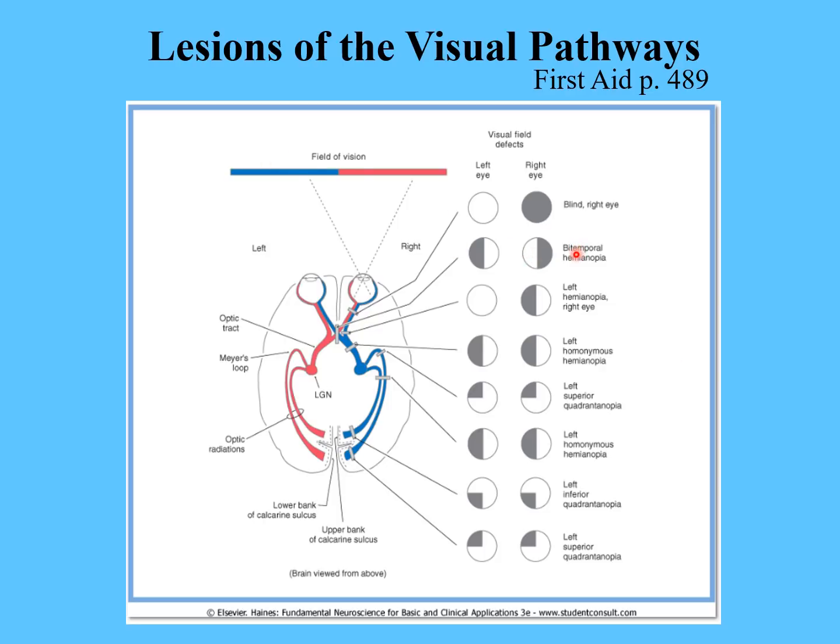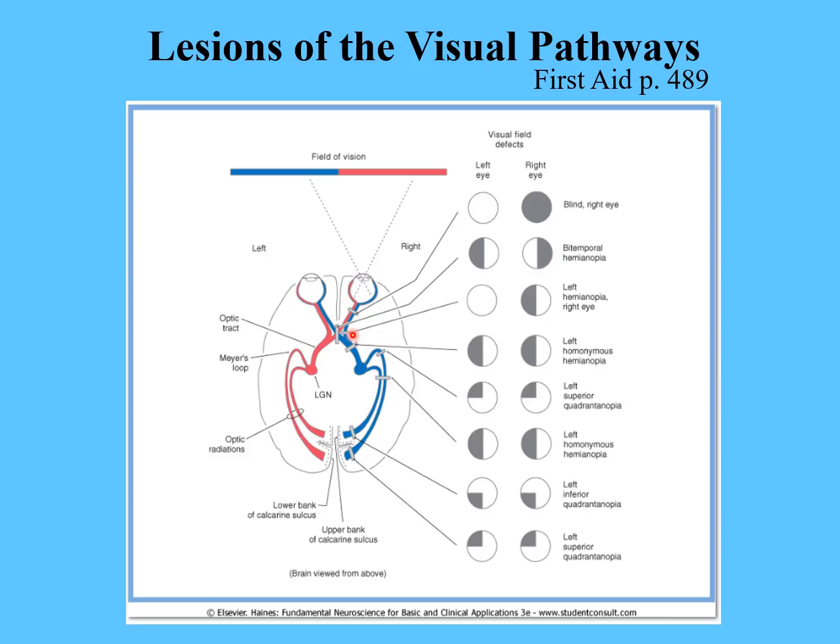That's a bitemporal hemianopia, and it happens under conditions in which this area is damaged, the chiasm itself, right at the midline, and right under the chiasm is the pituitary gland. So pituitary tumors, as they grow up, have a tendency to start to produce this effect. They can produce that effect, or they can produce a partial effect of a bitemporal hemianopia.